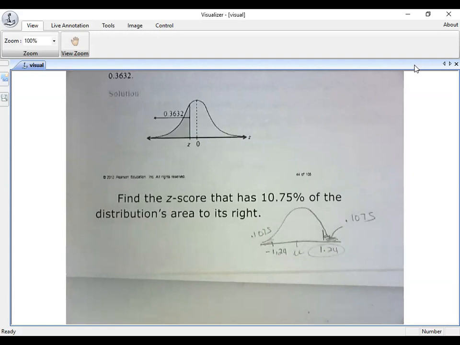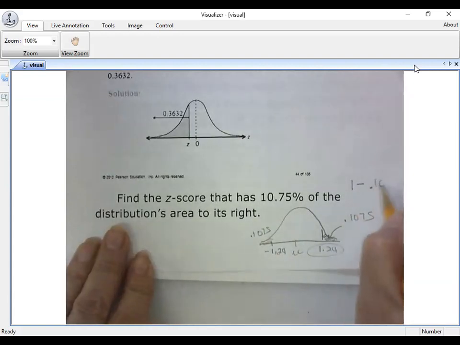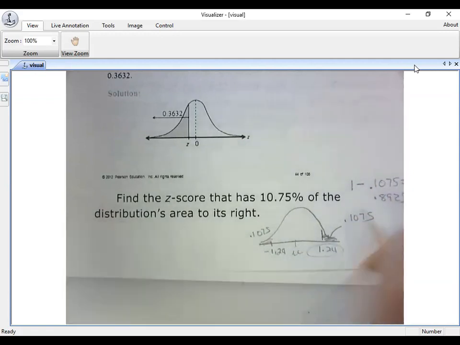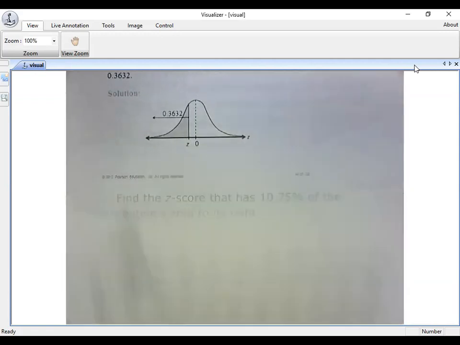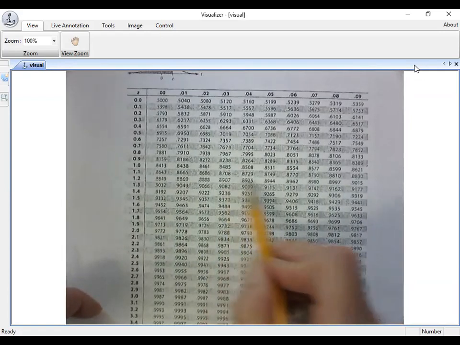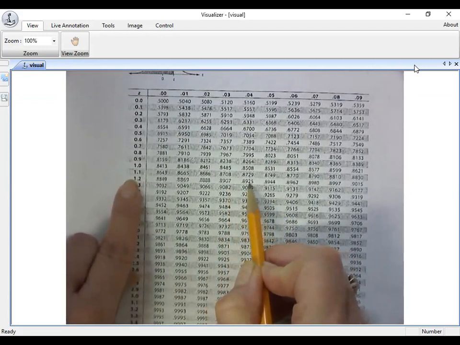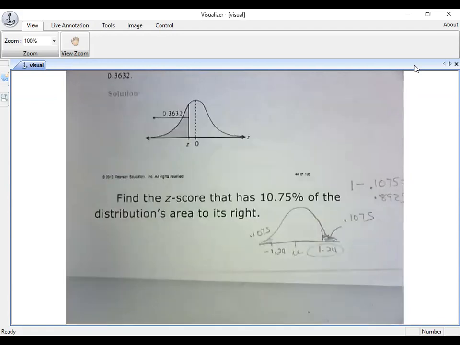The other thing you could have done is you could have taken 1 minus 0.1075, which would have given you what? 0.8925. And then if I looked at 0.8925 in the table, that would have been the positive 1.24. So we just confirmed that it works. So you could go either way on that.